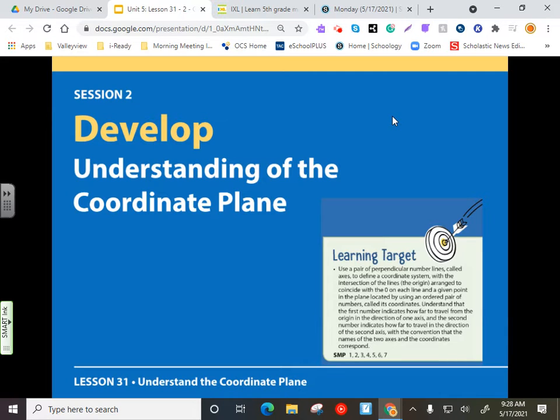All right, so we are moving on to session 2 for lesson 31. We're continuing with the coordinate plane. And just to review a few things, we've gone over what x coordinates and y coordinates are, and what order they're in, and how to put those on a coordinate plane. So let's get right into the warm-up and get started.